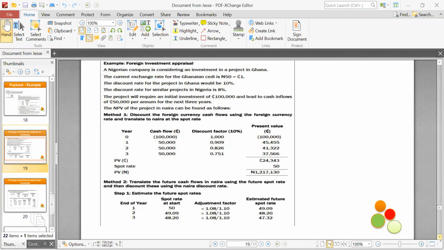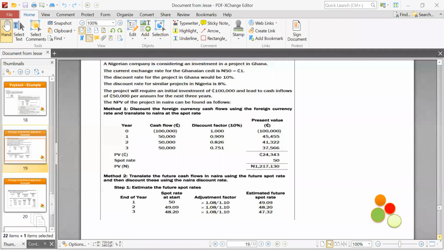This question says, a Nigerian company is considering an investment in a project in Ghana. The current exchange rate for the Ghanaian cedi is 50 naira to 1 cedi. The discount rate is 10%. The discount rate for a similar project in Nigeria is 8%. The project will require an initial investment of 100,000 and lead to cash inflows of 50,000. Very, very important.